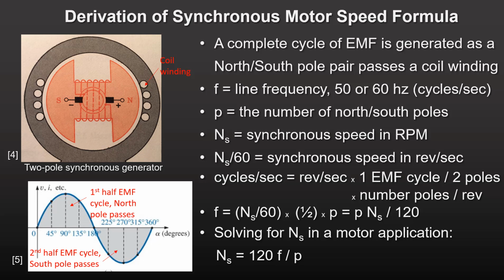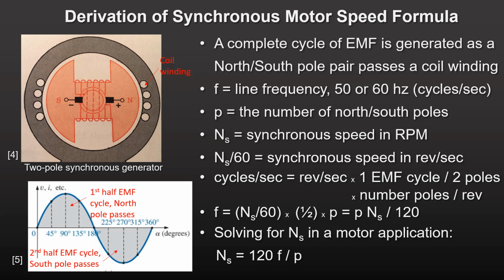This slide shows the derivation of the synchronous motor speed formula. Referring to the image in the upper left corner, a complete cycle of EMF is generated as a north-south pole pair passes a coil winding. F equals the line frequency, 50 or 60 Hz, which is cycles per second. P equals the number of north-south poles. And N sub s equals the synchronous speed in RPM. N sub s over 60 equals the synchronous speed in revolutions per second.